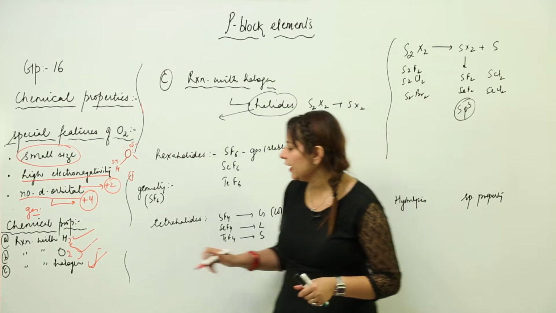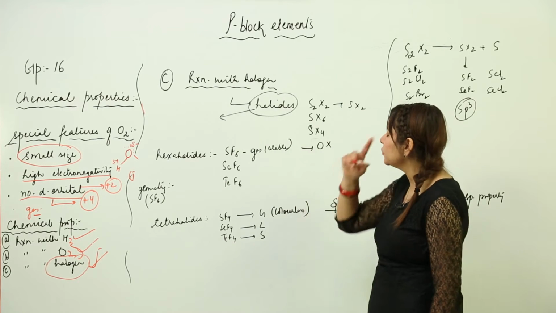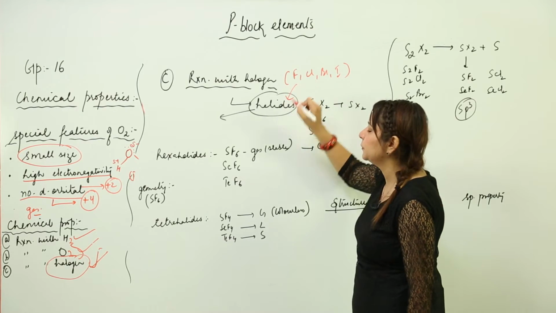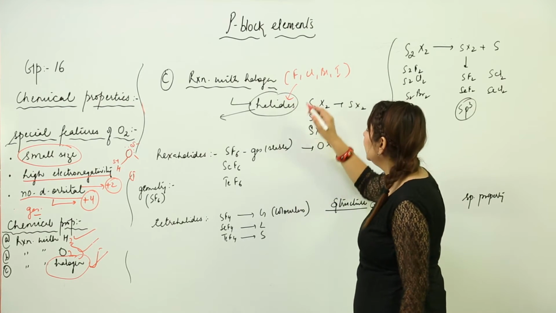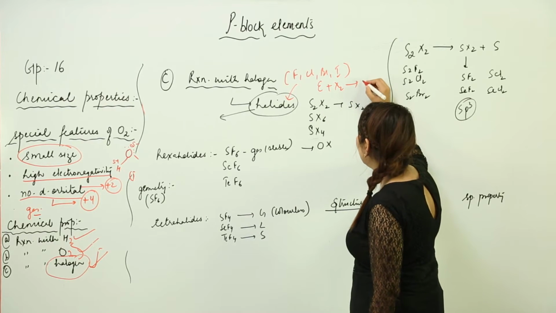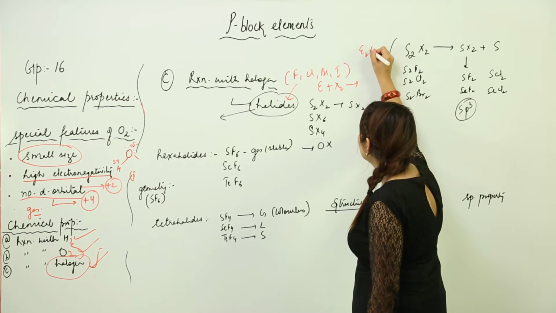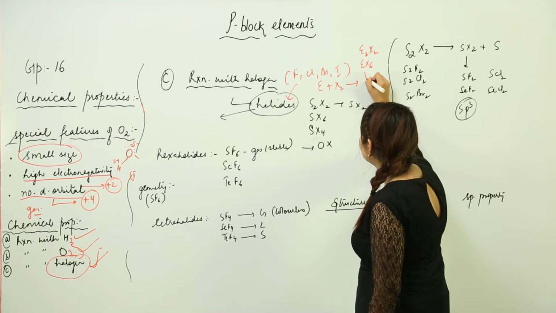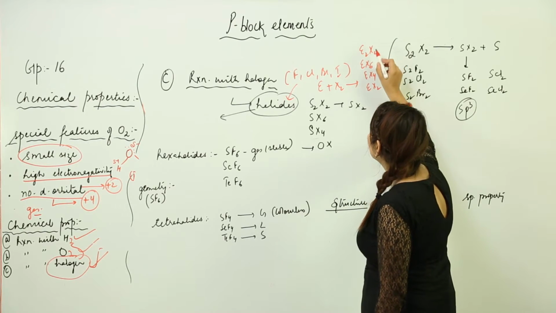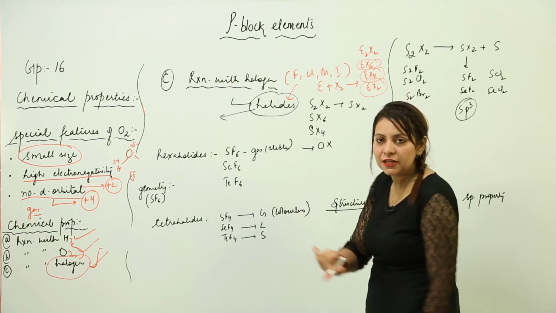Now the third property we have is the reaction with halogen. So we have seen in this group that elements react with halogens like fluorine, chlorine, bromine or iodine, forming the respective halides. For example, we have the element reacting with the halogen, forming the halides, and here the formulas for the halides are basically E2X2, can be EX6, can be EX4, can be EX2, right.